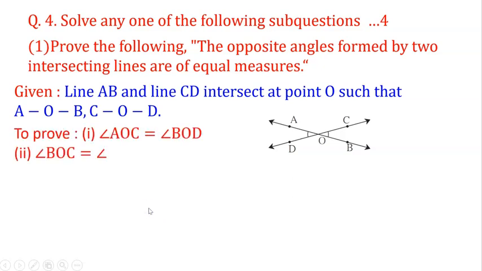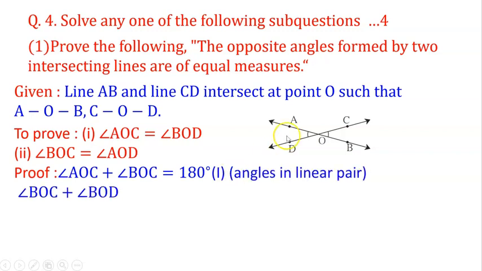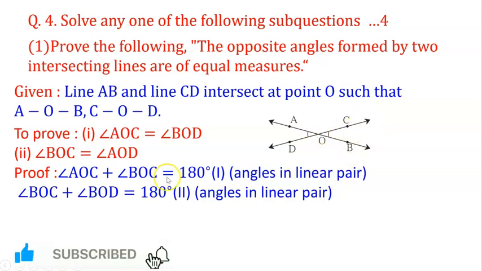Now, what we want to prove is that the opposite angles formed are equal. That means the measure of angle AOC is equal to the measure of angle BOD, and the measure of angle BOC is equal to the measure of angle AOD. Now the proof. The measure of angle AOC plus the measure of angle BOC is equal to 180. They are a linear pair. Next, the measure of angle BOC plus the measure of angle BOD is equal to 180. These two angles are again a linear pair.